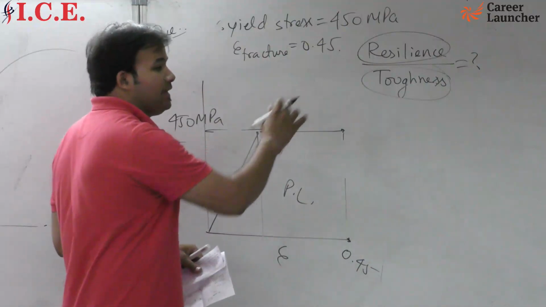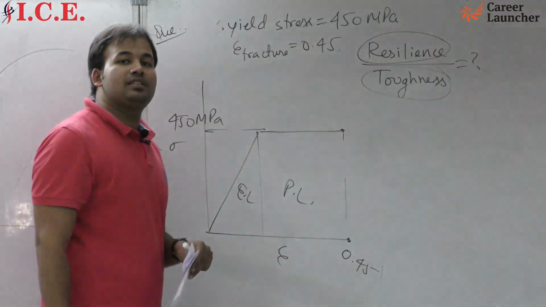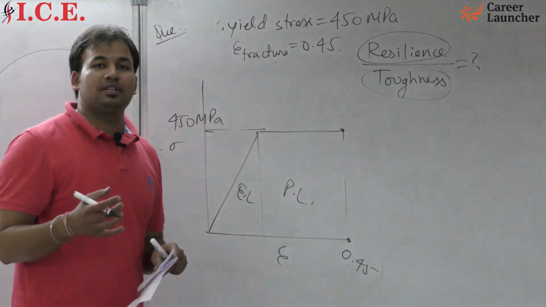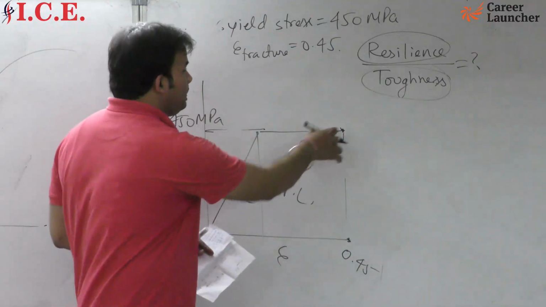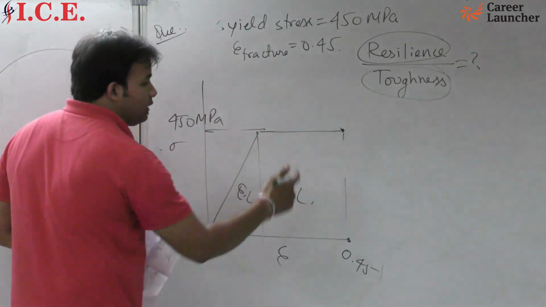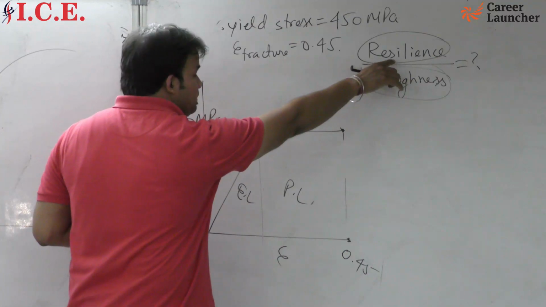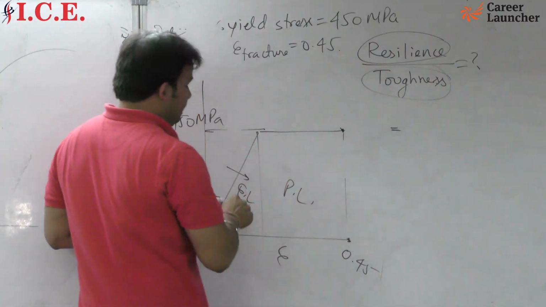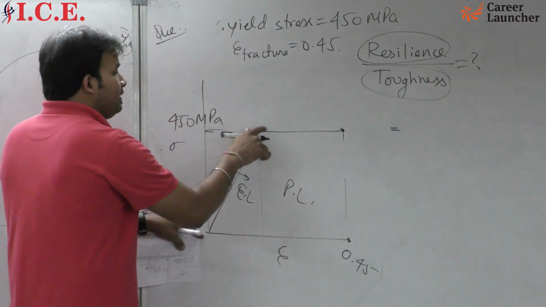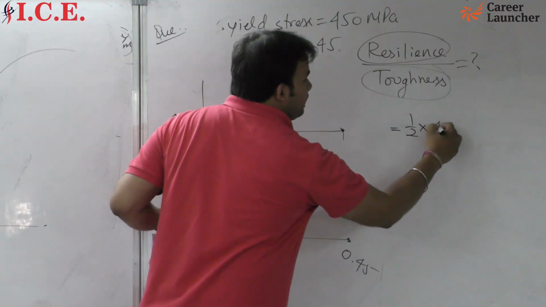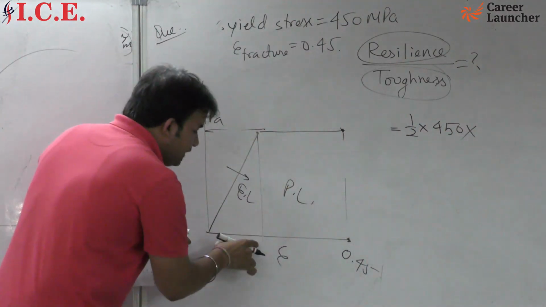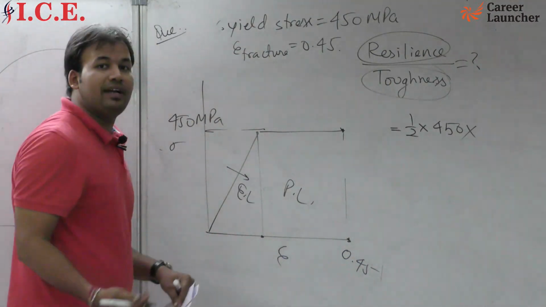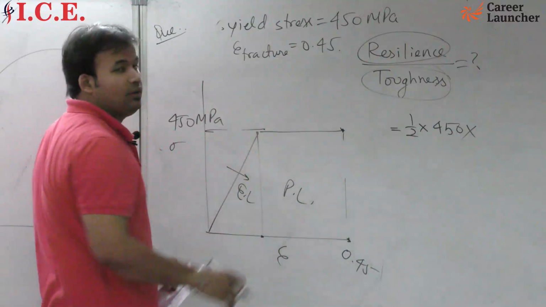But what is toughness? Toughness means the maximum energy absorbed by the object up to the fracture point. That is, the maximum energy the object absorbs before fracture will be your toughness. So from here you can calculate the area. Resilience means the area of this triangle only. So here you can say 1 by 2 into 450 into this strain. But you don't know the value of this strain. Then how will you find the value of resilience?